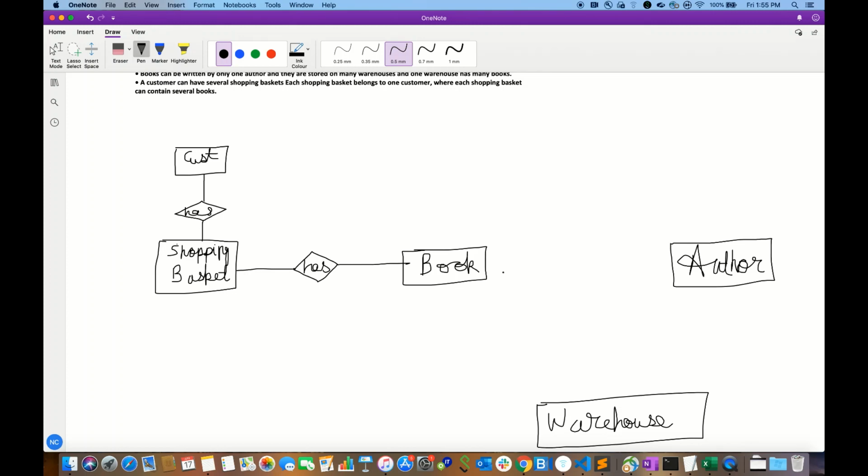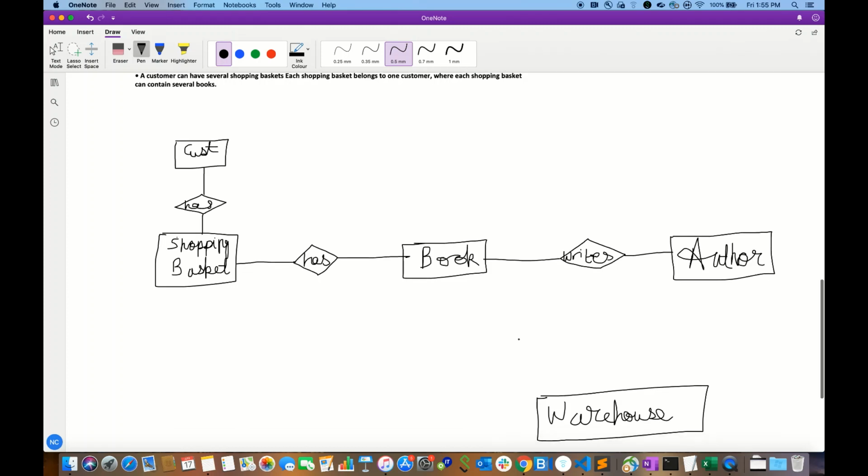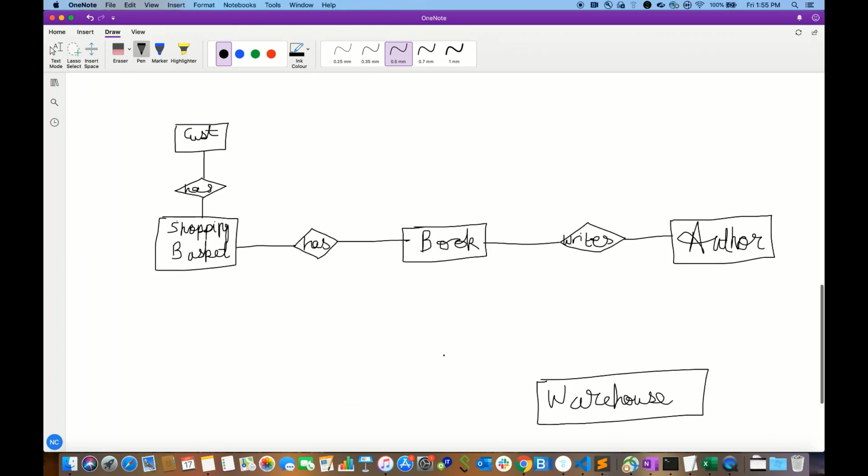And a book is written by author or author writes book. And a warehouse stores book. So book being the common between the relationships, that's why I represented it in the middle, so it will be easier to design.